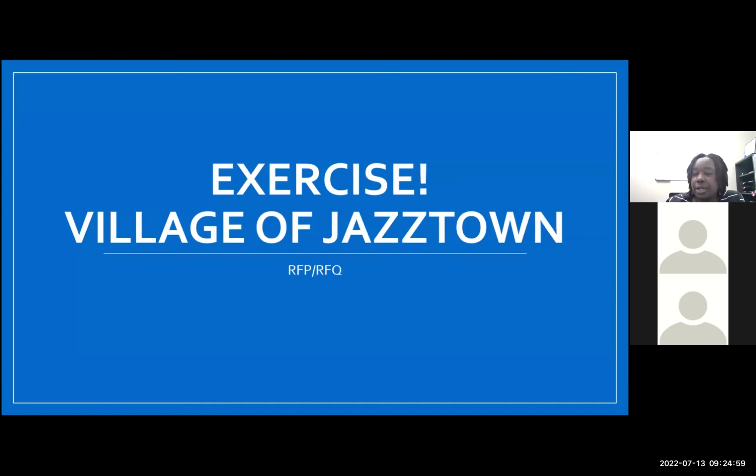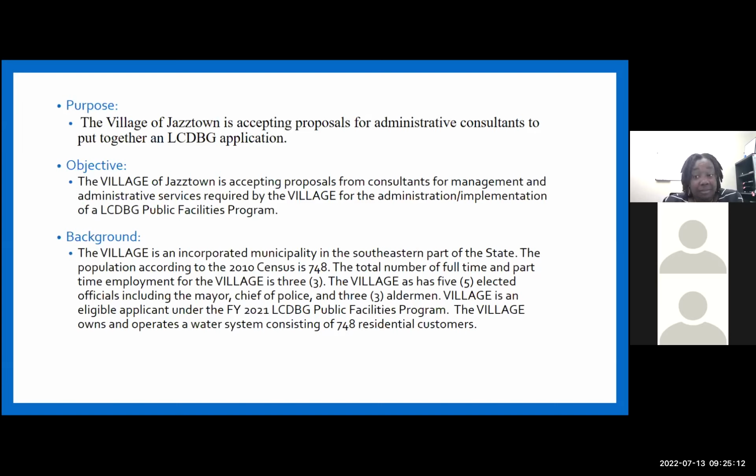And now we're going to go over a little exercise showing you how to fill out a basic RFP. Just an example. So this RFP is for an admin consultant. And the purpose is the Village of Jazztown is accepting proposals for administrative consultants to put together an LCDBG application. The objective, the Village of Jazztown is accepting proposals for consultants for management and administrative services required by the village for the administration implementation of the LCDBG Public Facilities Program.